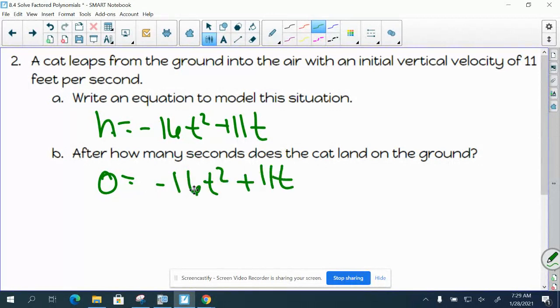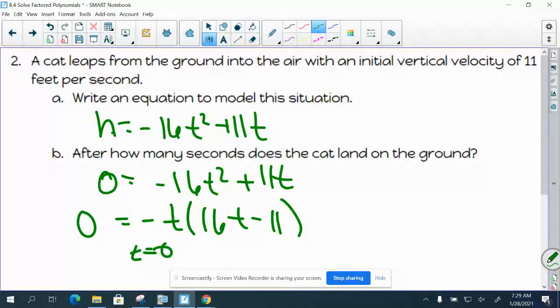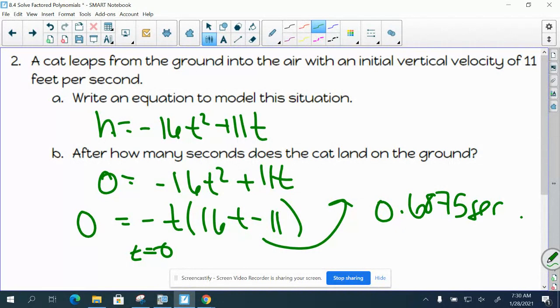Here I can just factor out a negative t. And then I'm left with 16t, flip the sign, minus 11. So that gives us t equals 0 when the cat jumps. And then if I solve this and set it equal to 0, I get 0.6875 seconds. Okay, I'm doing this one real quick because I want to get to the last question.